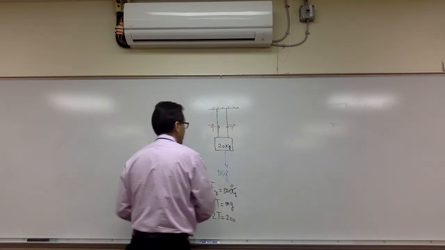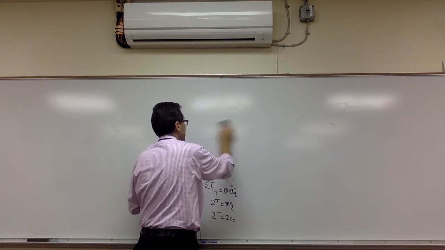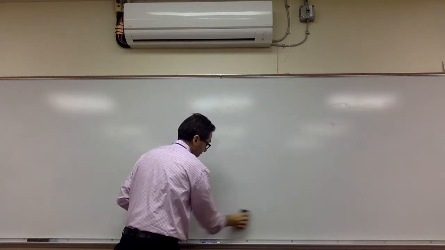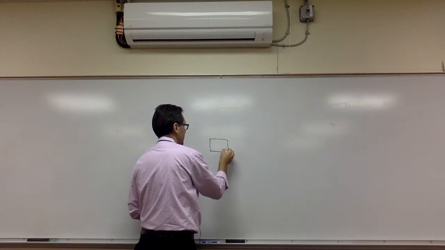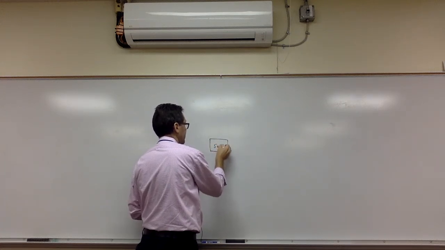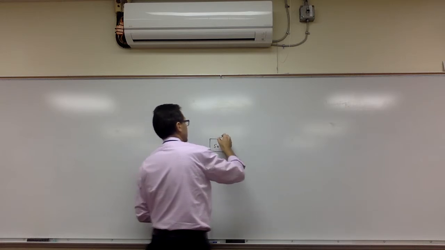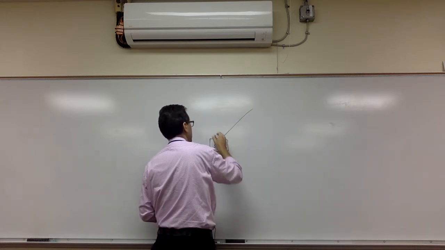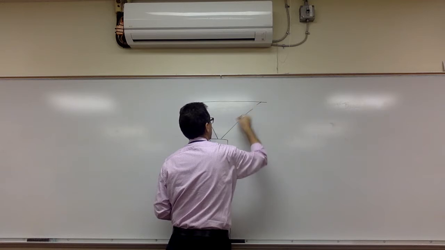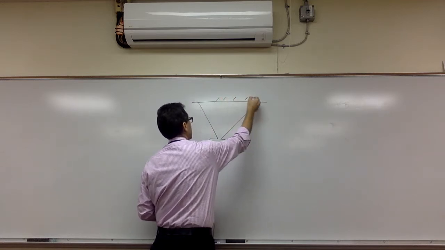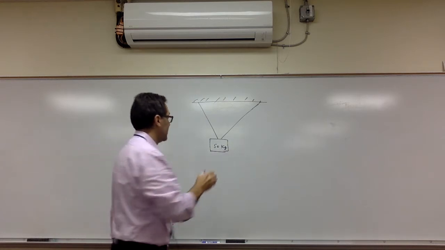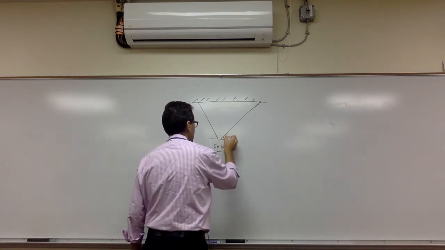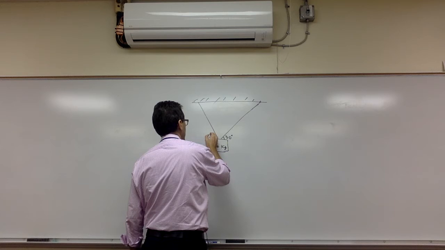Now let's look at an example where the object is being held by strings that make an angle. So I'm going to make this 50 kilograms. And here is a string, here's another string, and here's the ceiling or something that's holding it together. Okay. And I made the example already. So I'm going to say this angle here is 30 degrees. And this angle here is 45 degrees.